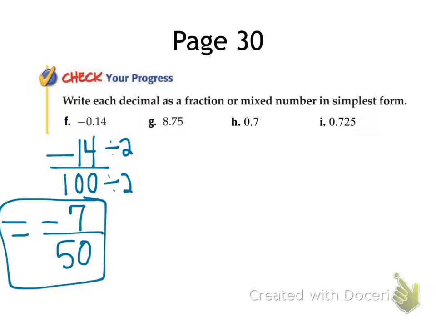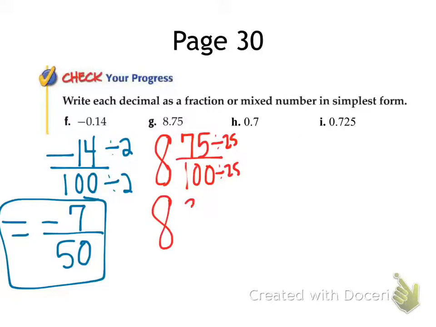All right, moving on to example G. I'm going to leave my 8, like I said before. That right there would be 75 hundredths. So 75 over 100. All right, 75 over 100. I can reduce this by dividing by 25. So 8 and 3/4 would be my fraction, or my mixed number rather.